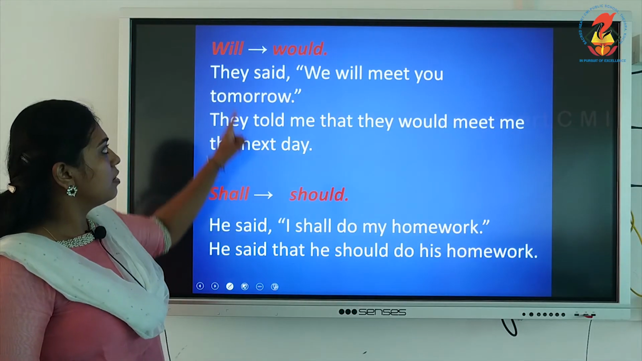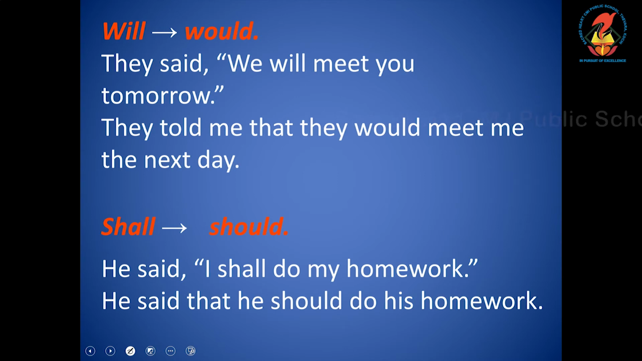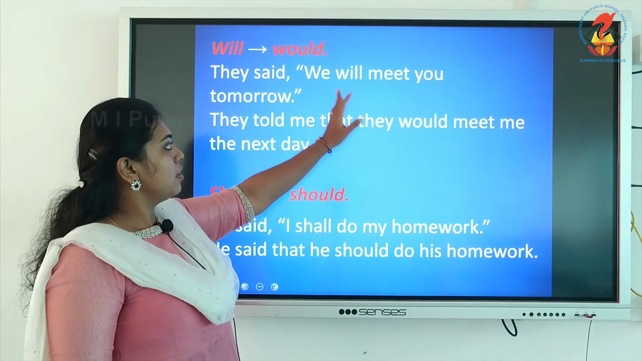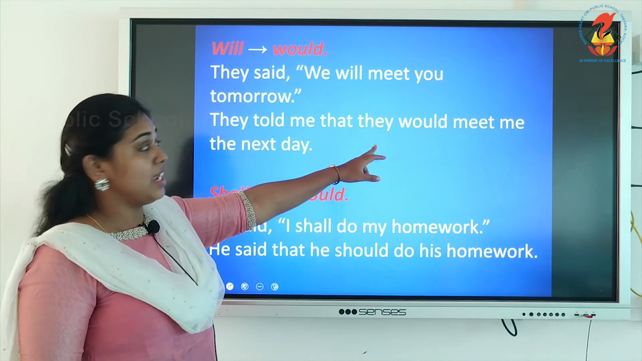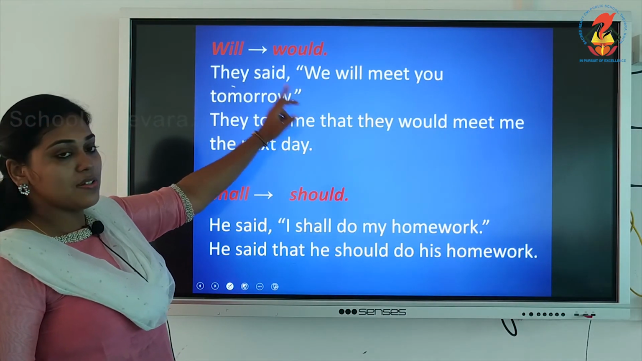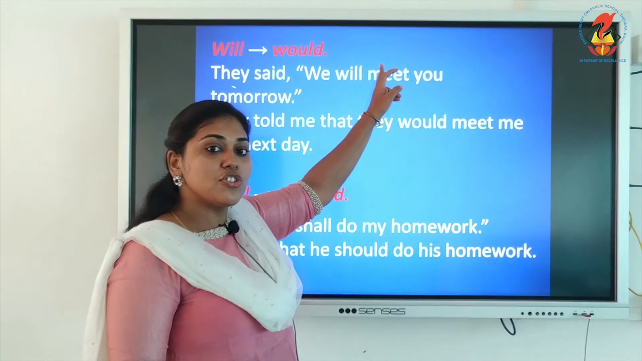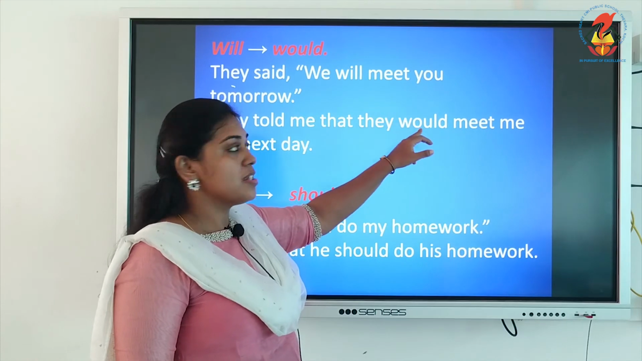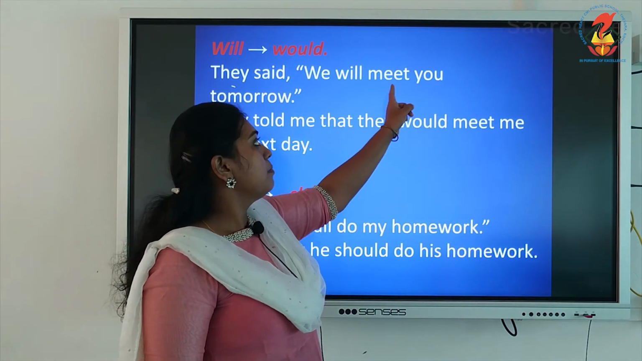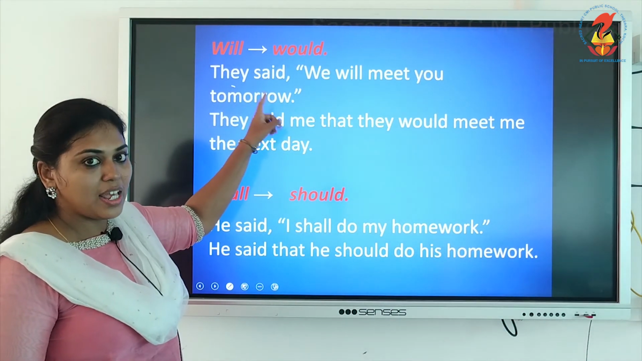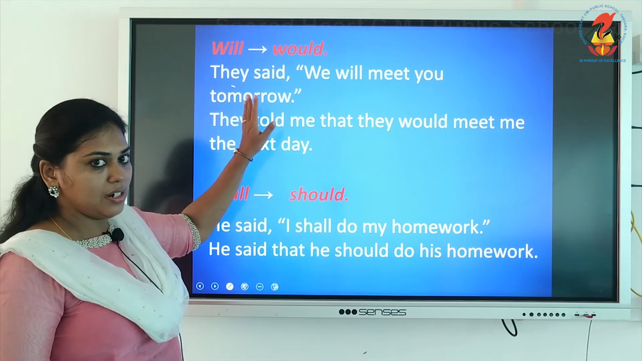Okay. Next one, will should be changed to would. Example, they said we will meet you tomorrow. Okay. So the first part is they said that. We should be changed into they. We use the same person of the subject, they. Will should be changed to would. When will comes in a sentence, we have to change it into would. Meet you tomorrow. So you, as I said, should be understood as me there. Object should be understood as me there, though it is not mentioned.